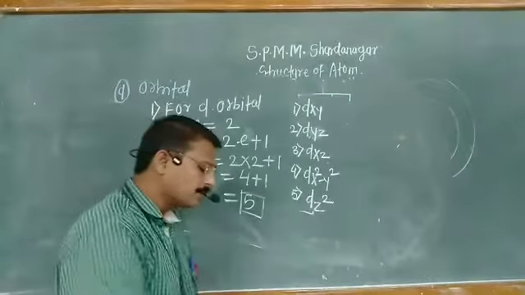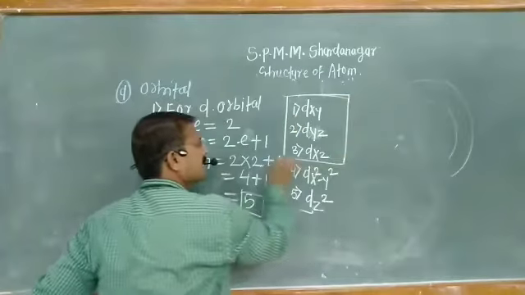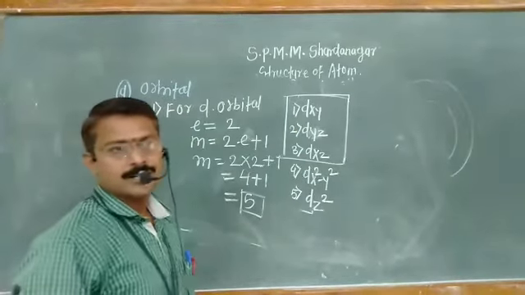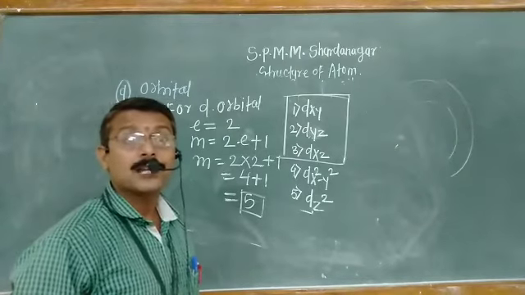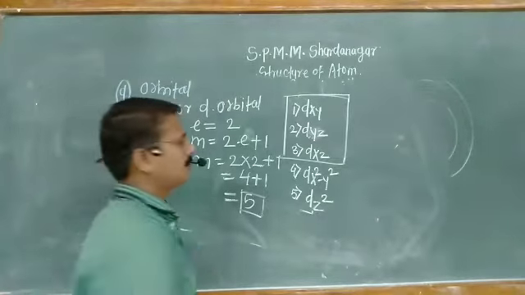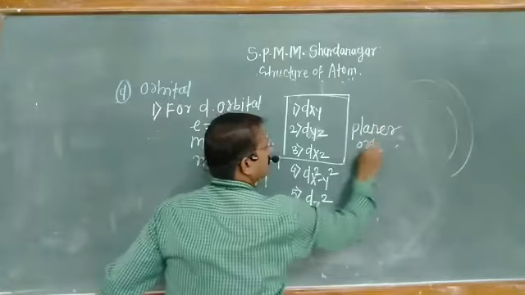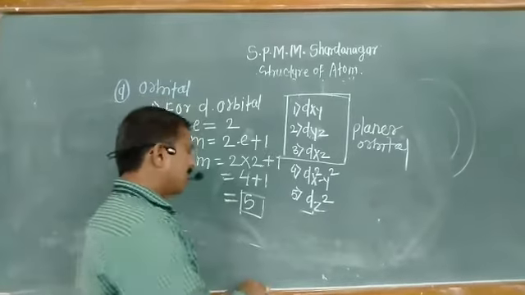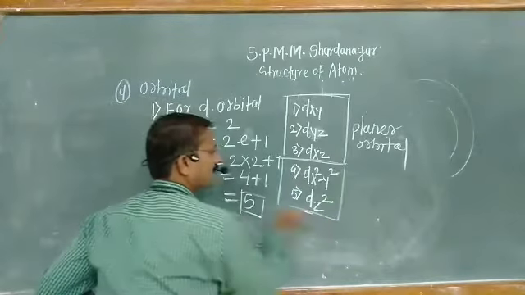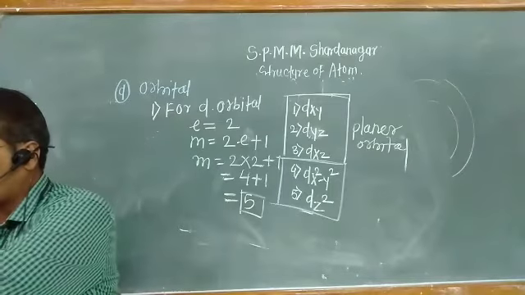Out of these 5, the first 3, that is dxy, dyz, dxz, are called planar orbitals, that is, orbitals in the plane, and the remaining 2 are called axial orbitals.